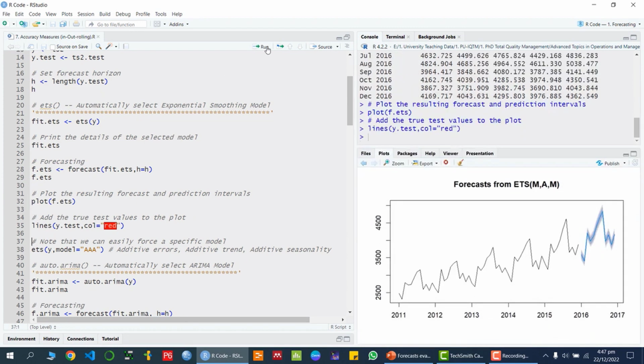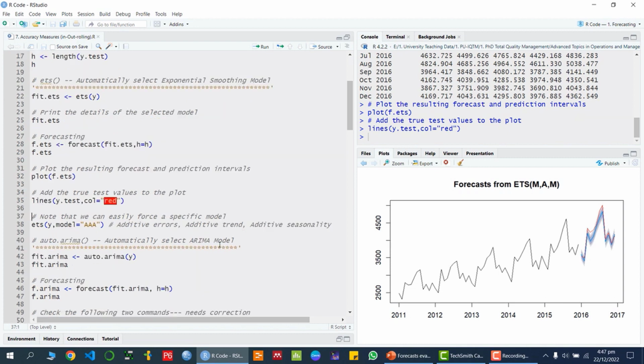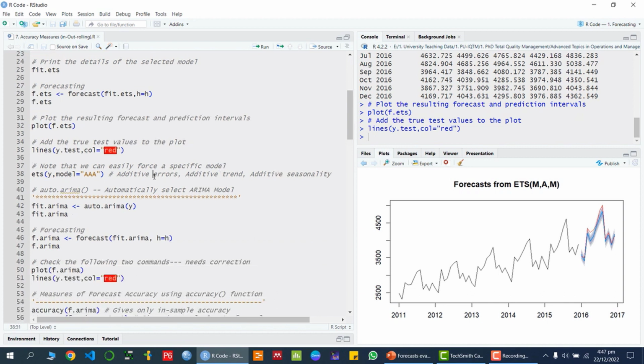Now I'm using the line of the test data. So this blue line is basically the predicted values. The gray is basically the prediction intervals, and red is the test data. Okay. So if you want to apply a particular model using the ETS, you can also mention it this way. If you want to apply a particular model, which I am not going to do, you can do it by yourself.